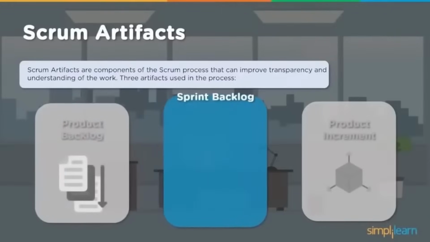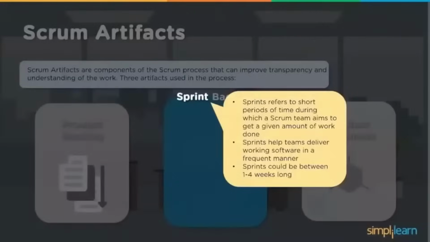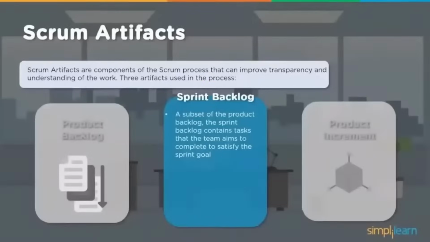Further, looking at a sprint backlog, a sprint refers to a short period of iteration, right? In which the team aims to complete a given amount of work. It helps teams deliver working software in a frequent manner. A sprint could be between 1 to 4 weeks long depending on what the deliverable is. So the sprint backlog is a subset of the product backlog. That prioritized item is taken into the sprint, which is a time-boxed iteration.